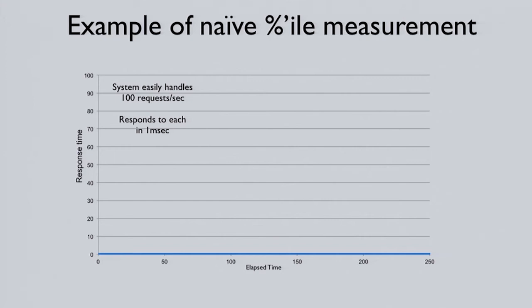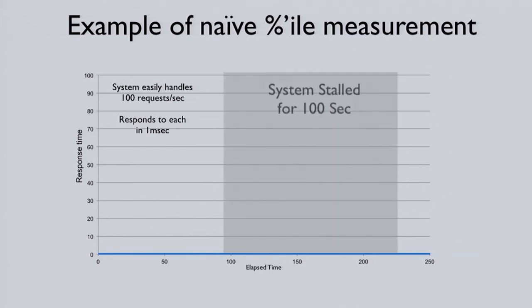Let's go through the example, and hopefully it'll make it clear how bad it is to assume that coordination in the real world happens. So let's take a very hypothetical system, easy to model. It handles 100 requests per second perfectly. Every single request comes back in exactly 1 millisecond. Now I'll take that system, and I'll freeze it for 100 seconds into the run. So half the time it's running perfectly, and half the time it is completely frozen, right?